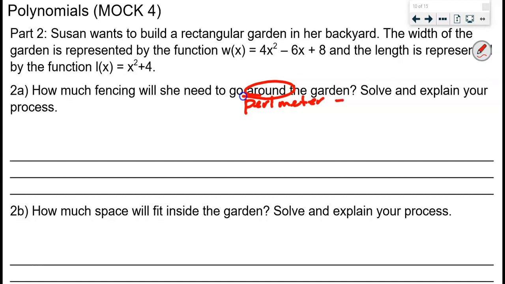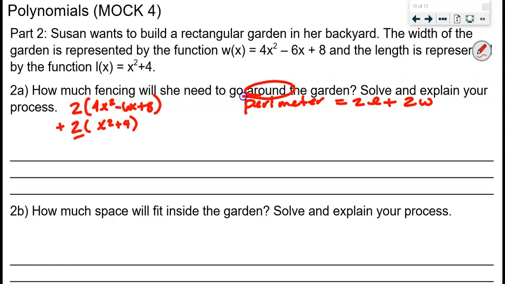And perimeter, if you remember, is 2 times the length plus 2 times the width, okay? So we have the length and width, but we're going to have to multiply them by 2, and the reason for this, if you guys remember, is because we have 2 widths and 2 lengths if it's a rectangular shape, okay? So I'm going to actually multiply 2 times 4x squared minus 6x plus 8, and I'm going to add to it 2 times x squared plus 4, okay? So that's what I'm going to do.